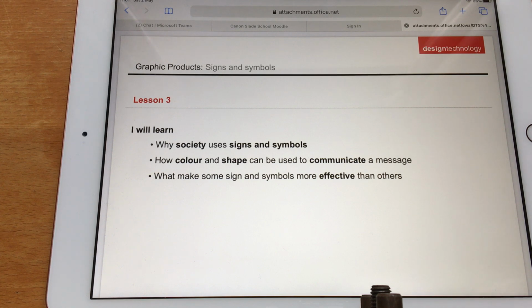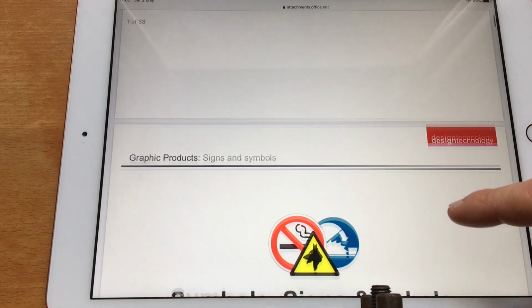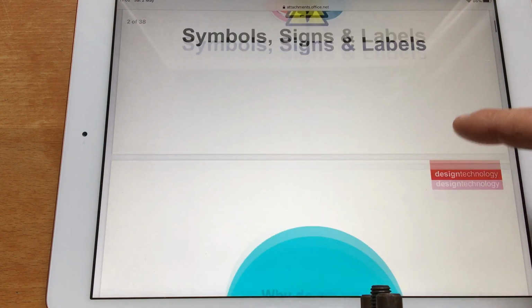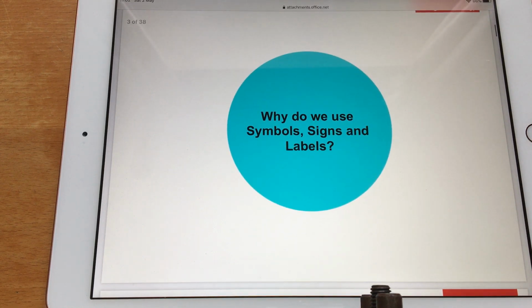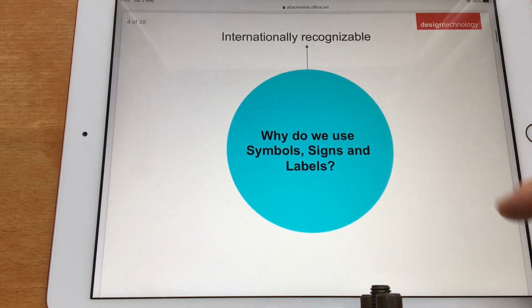So you can play this video along with the PowerPoint, and you can pause it at various points if there's an area to consider. So in this case, signs and symbols and labels. So why do we use signs and symbols? Pause the video, have a think about it, and then you can continue once you've had a think. So in here it's got to be internationally recognizable.